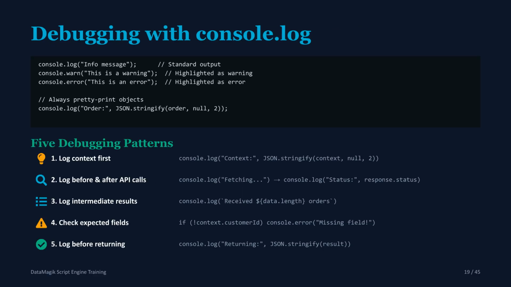Debugging uses console.log for standard output, console.warn, and console.error for highlighted messages. Always use JSON.stringify when logging objects for pretty printing. There are 5 main debugging patterns listed to help you structure your logging.